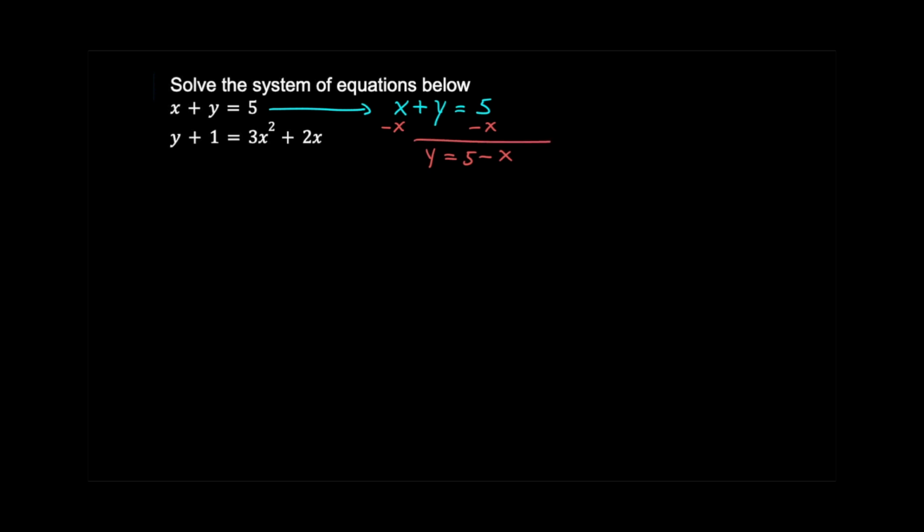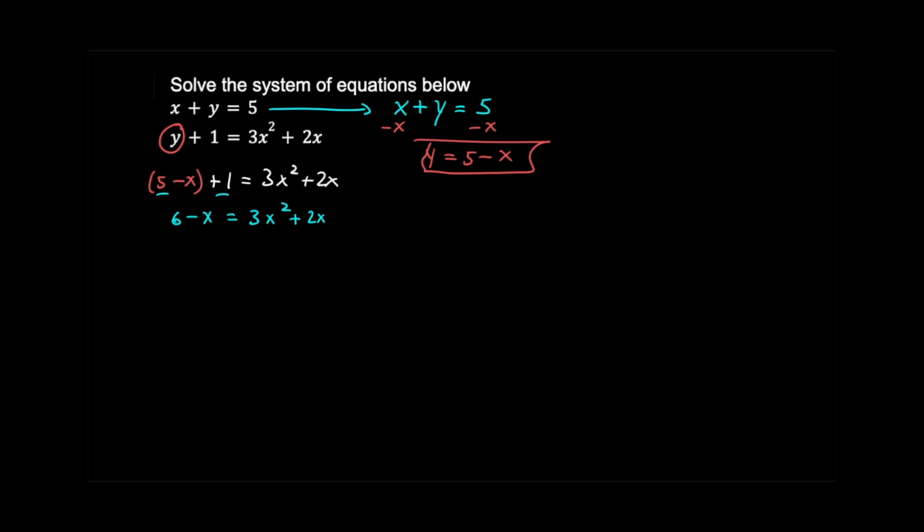Okay. So next, now that I have one of the equations with a variable by itself, I'll move into the other equation, replacing y with 5 minus x. The parentheses here aren't really necessary. Plus 1 equals 3x squared plus 2x. So we can ignore the parentheses here on the left and combine our like terms. 5 and 1 make 6, minus x coming down, equals 3x squared plus 2x.